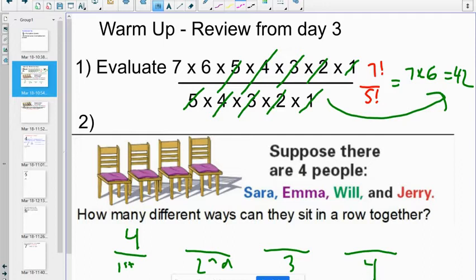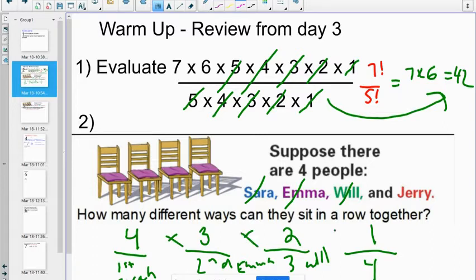And then for our second option, let's say we pick Sarah for our first chair. Now for our second chair, we have 3 more remaining options because we already picked Sarah. Let's just say we picked Emma there. Now we still have 2 more options for our third chair because we've already selected Sarah and Emma, so we have Will and Jerry. So let's just say we picked Will. And then for our fourth chair, there's only 1 more option, Jerry.